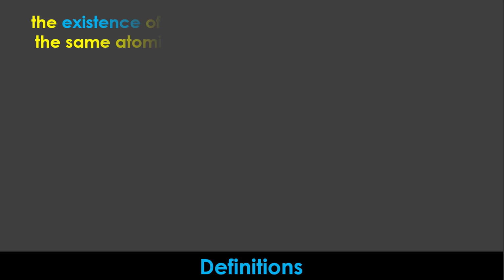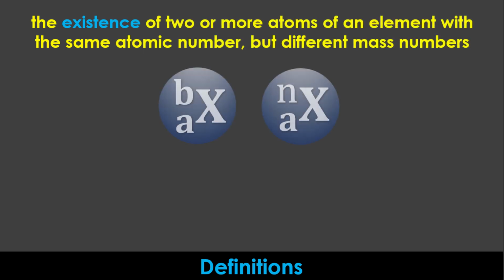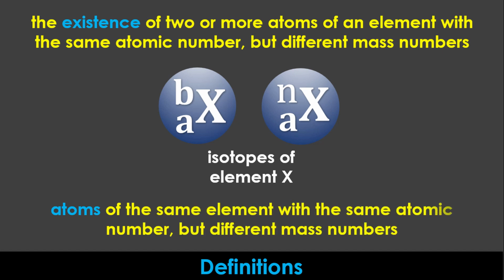Isotopy is the existence of two or more atoms of an element with the same atomic number but different mass numbers. Atoms that exhibit isotopy are called isotopes. Therefore, we can define isotopes as atoms of the same element that have the same atomic number but different mass numbers. From these definitions, it is important to note that isotopy is a phenomenon, while isotopes are atoms.